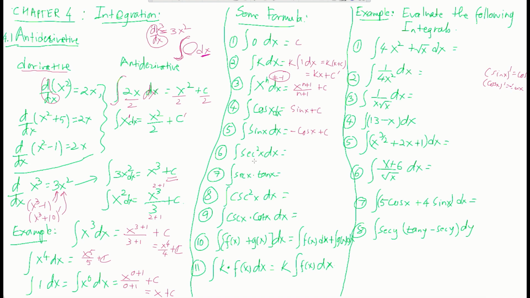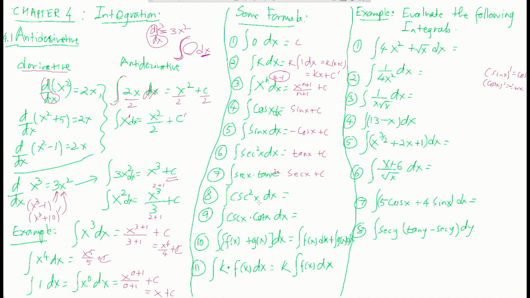Who remembers which derivative is secant squared? You're right, the derivative of tangent x plus c is secant squared. How about secant tangent? The derivative of secant x plus c is secant tangent. That's why the antiderivative of secant squared is tangent. Oh, I forgot dx here. I need to write that dx here. So the antiderivative of secant x tangent x is just secant x.